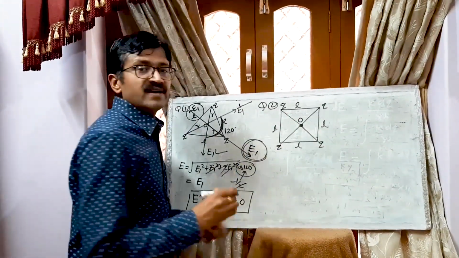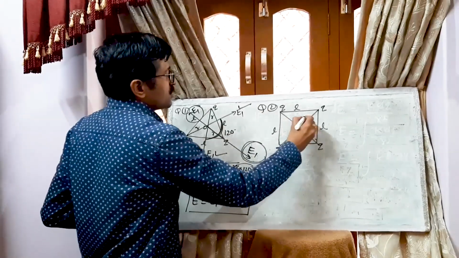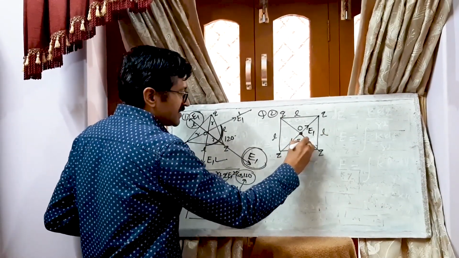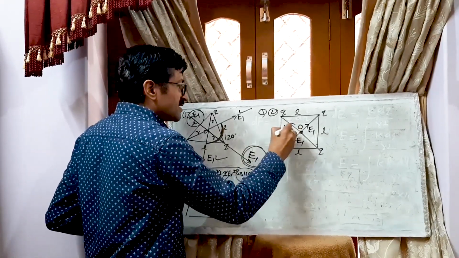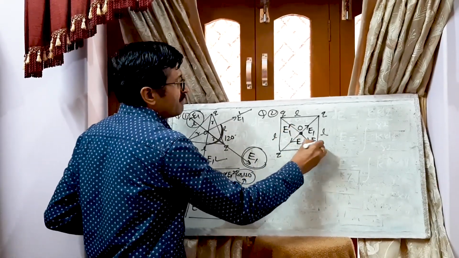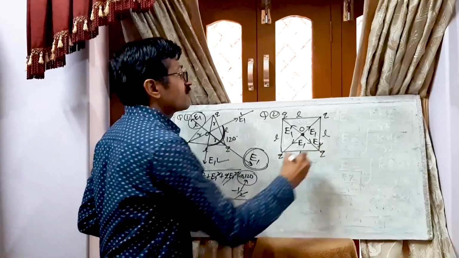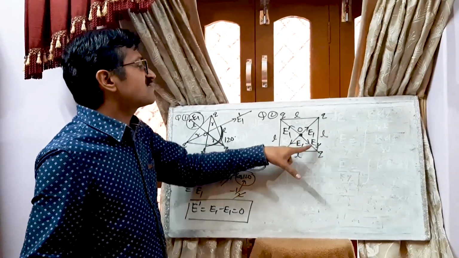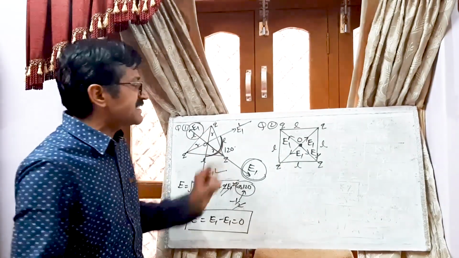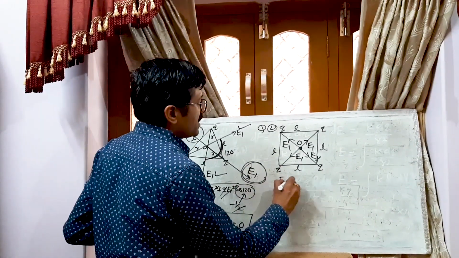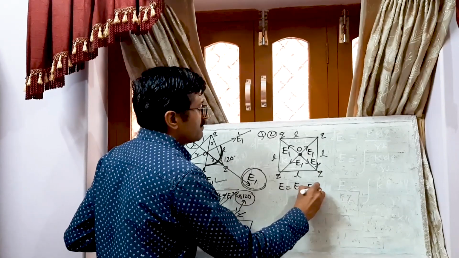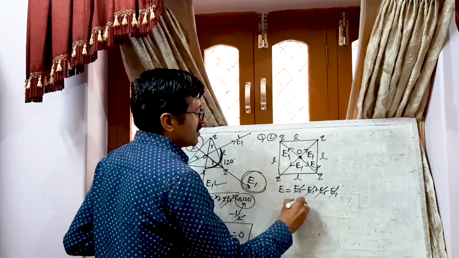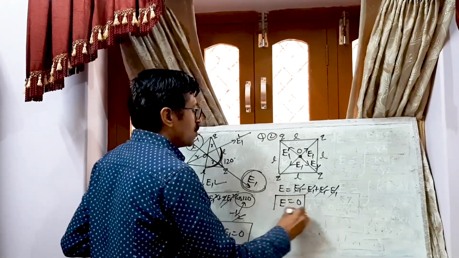What about the electric field intensity at the center? Due to this charge, it is E1. Due to this charge, it is E1. Because of this, it is again E1, and it is again E1. These are all the same. The question arises, why are these the same? Because the charges are the same and the distance from the center is the same in each case. Then the resultant will be E equal to E1 minus E1 plus E1 minus E1, which will get cancelled. The resultant will be 0.